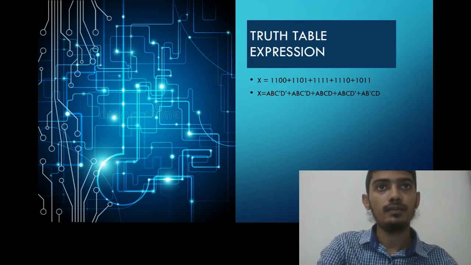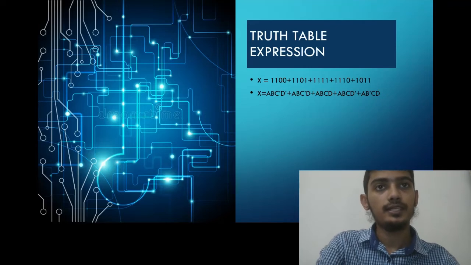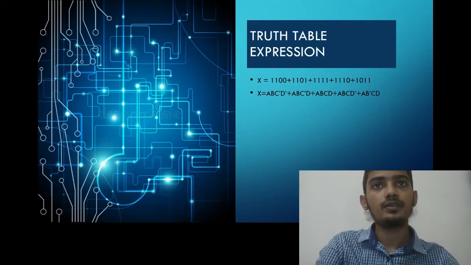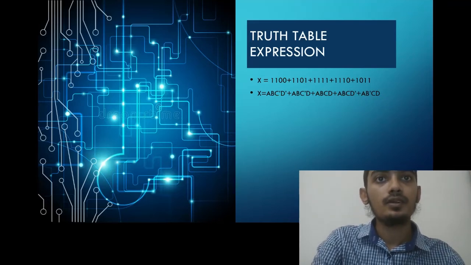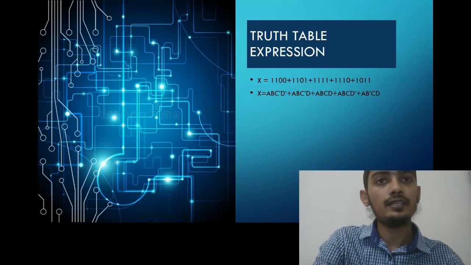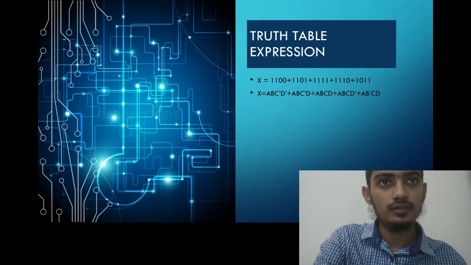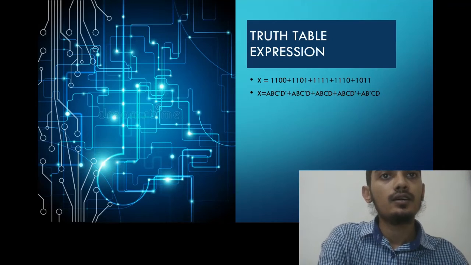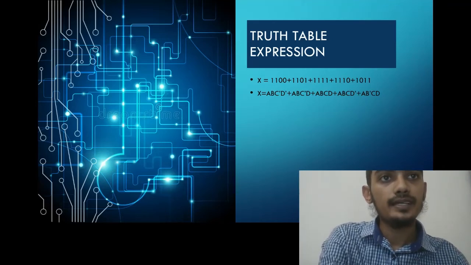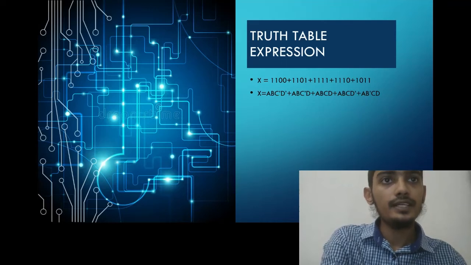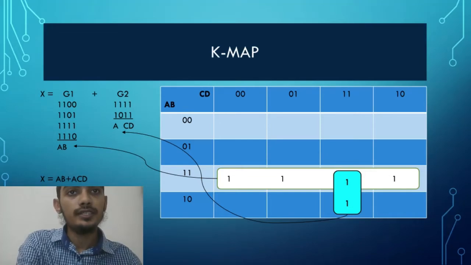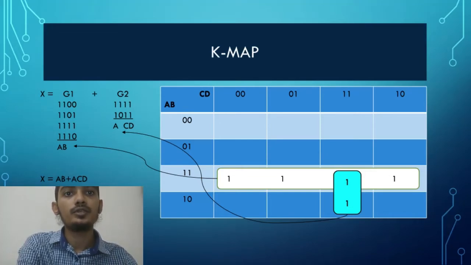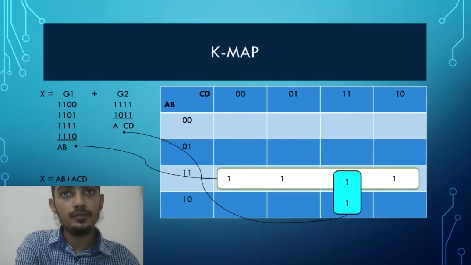For our project, my part is truth table expression and K-map. From the truth table, we find many x values and we can find a very big expression. And that is very difficult to make a circuit, and it will be very costly and difficult. For this, we can use K-map, which will give us a short expression and a simple circuit.